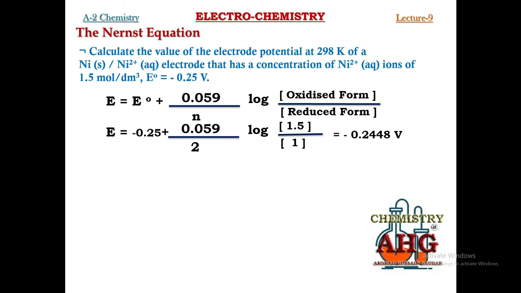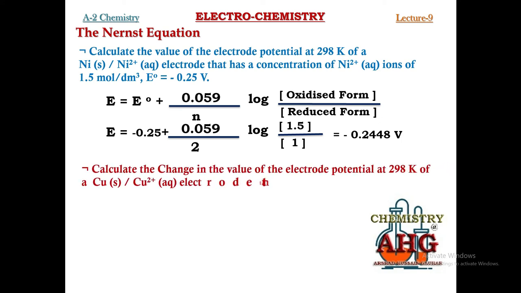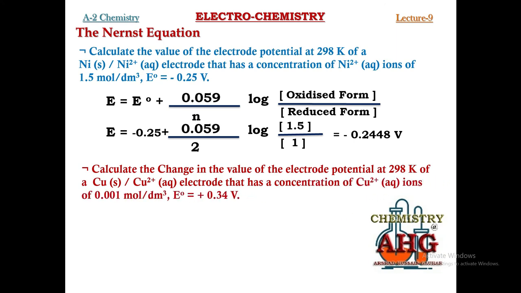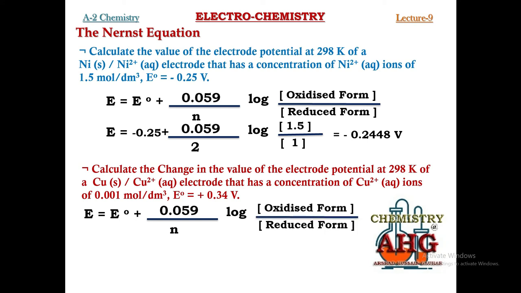Okay, moving on to the next numerical problem. Look at the question; it is slightly different. It asks you to calculate the change in the value of electrode potential. Now he is not asking for the value of electrode potential, he is asking for the change. What will happen in this case? Temperature is constant, so obviously you will use the standard form of the Nernst equation. This is the standard form, and he is asking for the change. Where is the change? The change is after the E naught value. So you will ignore E naught in this standard form of the Nernst equation.